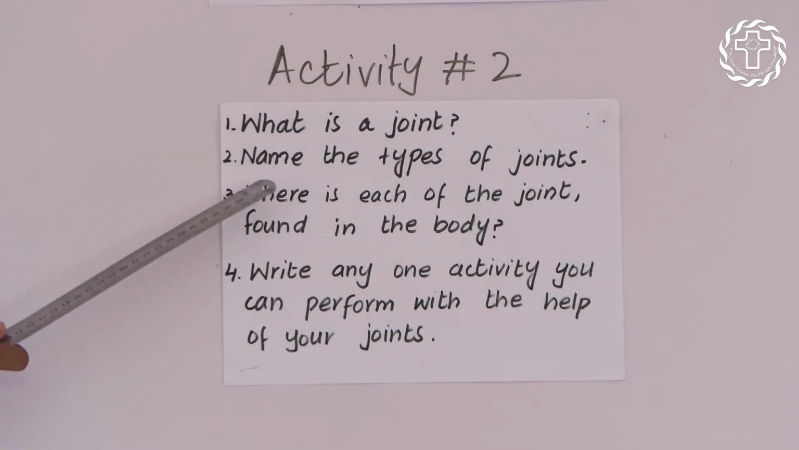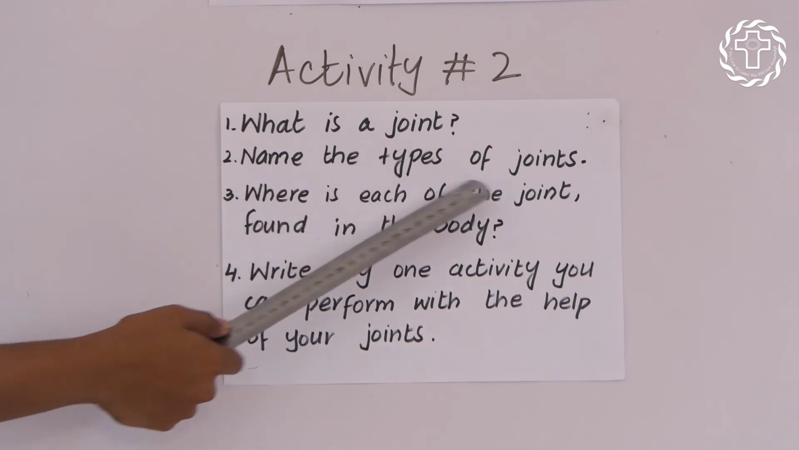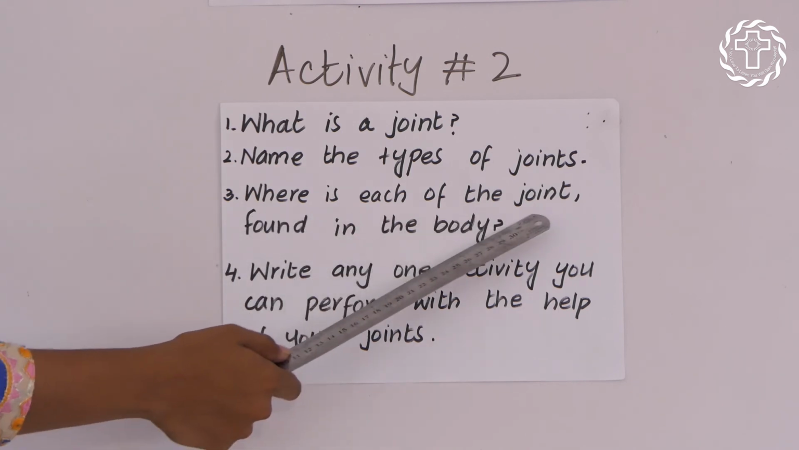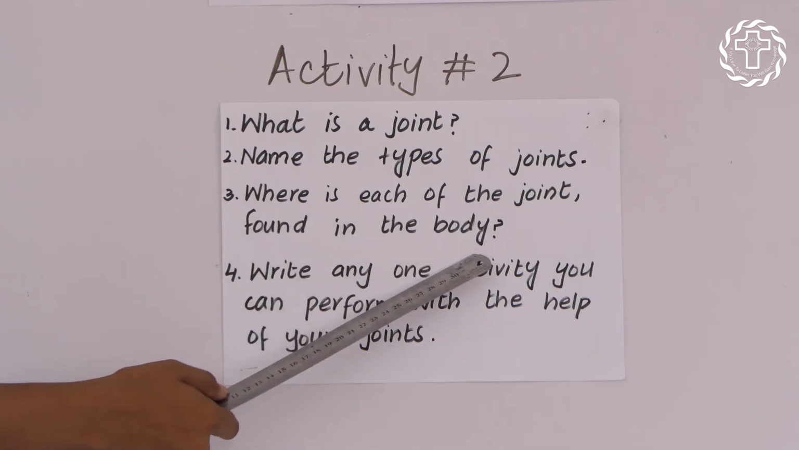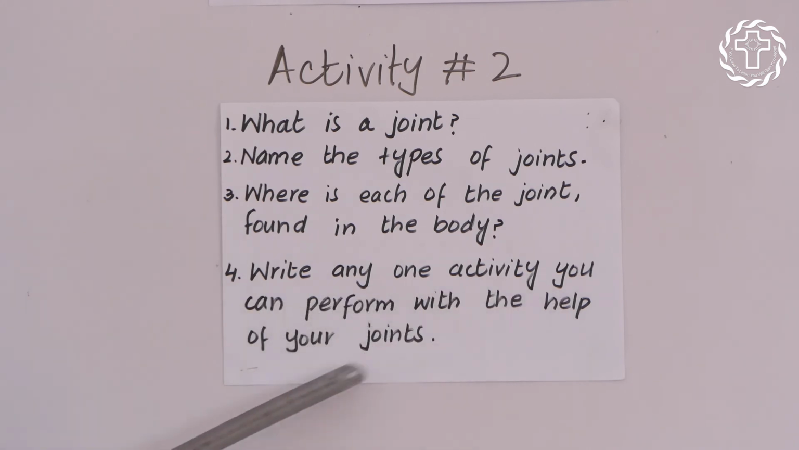Activity number 2. What is a joint? Name the types of joints. Where is each of the joint found in the body? Write any one activity you can perform with the help of your joints. Copy these questions in your notebook and answer them.